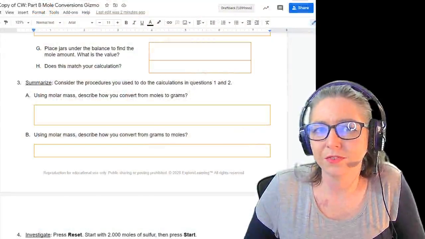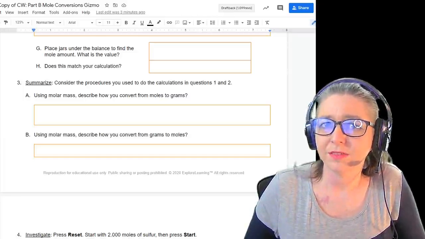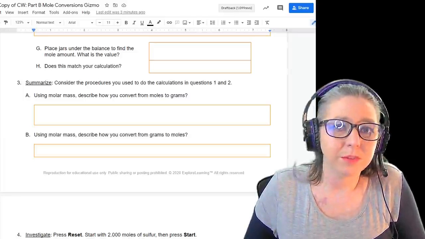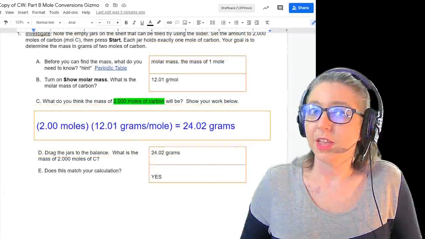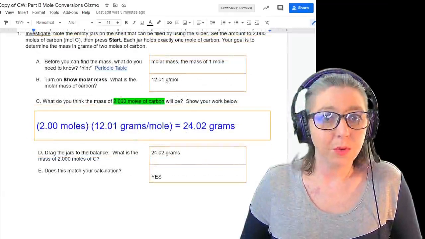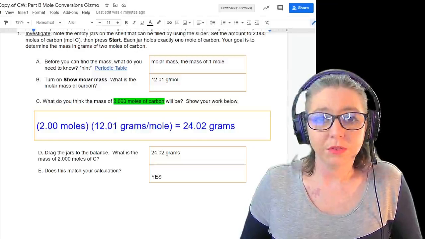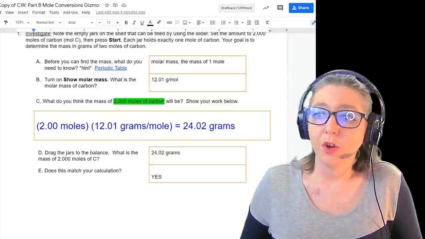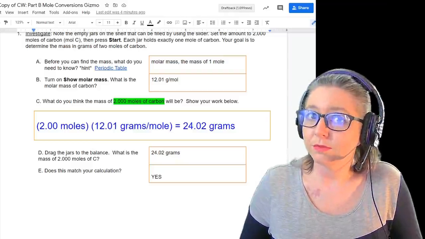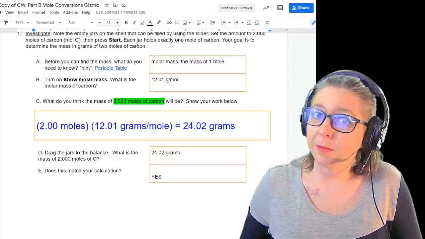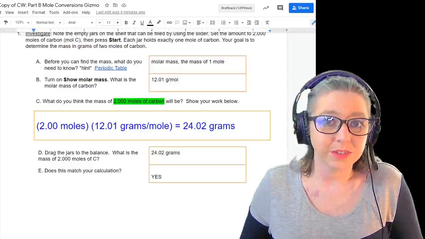Next, the gizmo wanted us to reflect. It wanted us to summarize, how did we solve these two questions? So first, in question number 1, using molar mass, how did we convert between moles into grams? In question number 1, we were given moles and we multiplied by the molar mass. So we had 2 moles and we multiplied it by 12.01 grams per mole. That gave us our final answer of 24.02. Our moles were being divided by moles, so they canceled out. So we have no moles in our answer, and grams are left as the only units.